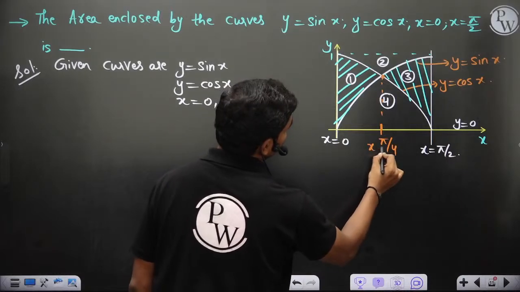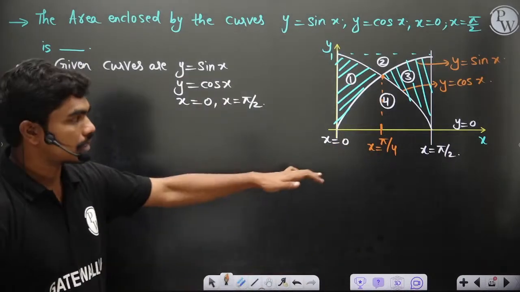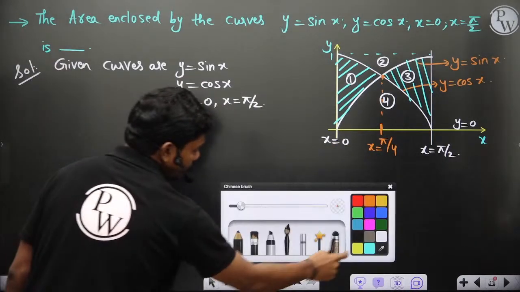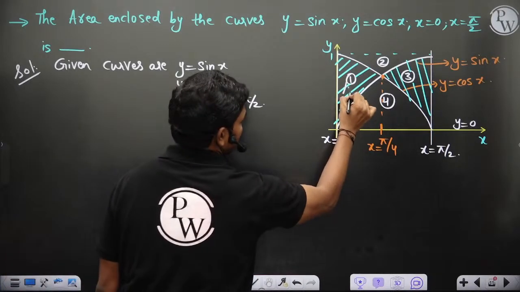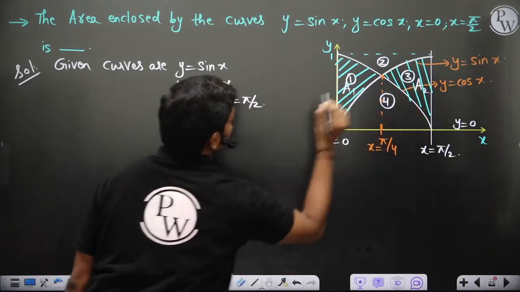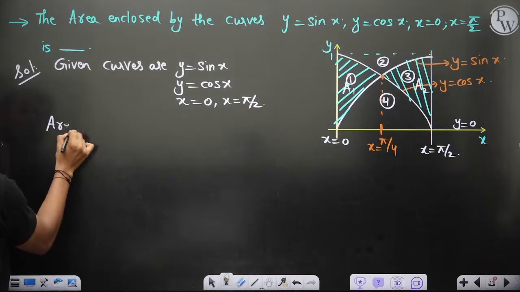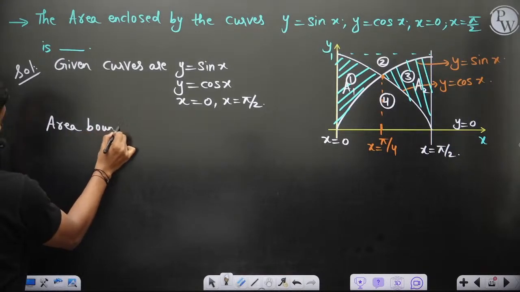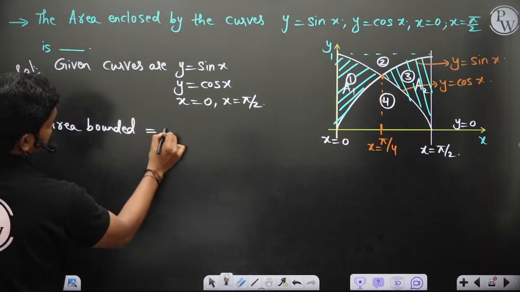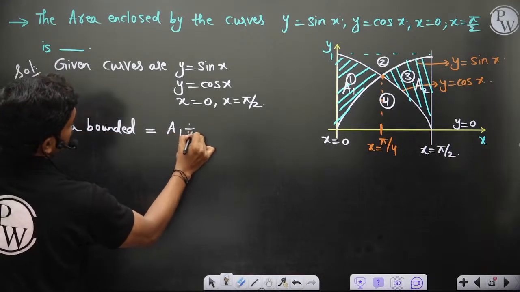X is equal to pi by 4. So if x is equal to pi by 4, then if you want the area, you may call it A1 and you call this A2. So the area bounded is A1 plus A2.